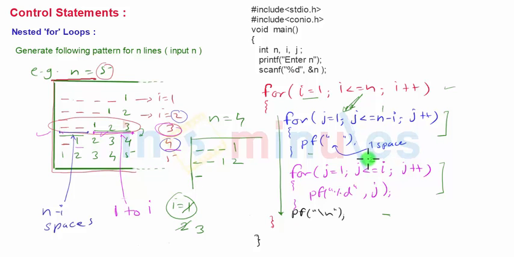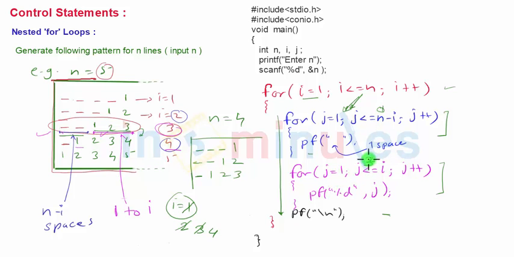Then the pink loop starts with j equal to 1 and goes up to 3. So it prints 1, 2, 3. Then the new line works. i goes to 4, the condition is true. The blue loop starts with j equal to 1 to j less than equal to 4 minus 4, which is 0. So the condition will be false and the blue loop will not work.